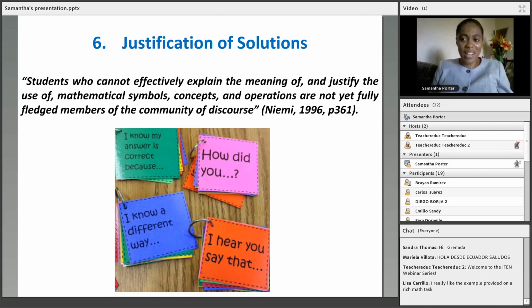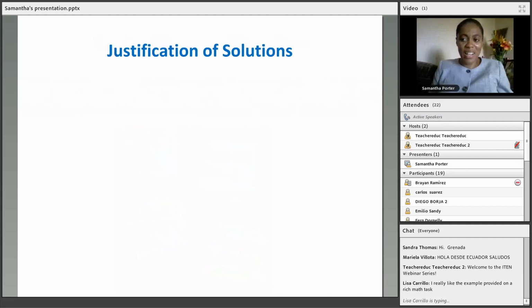So when we ask students to justify the reason, students will say, I know my answer is correct, because they can give the reason why their answer is correct. When we ask questions such as, how did you do this problem? Students will say, oh, I know a different way of solving this problem when another student presents that same solution. Or we can have students say, I hear you say that, but this is my thinking on it. So we should allow students to justify solution. Let them tell us why. Why are you solving it this way?